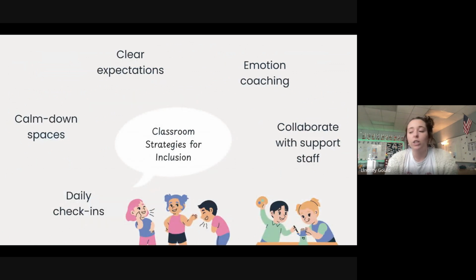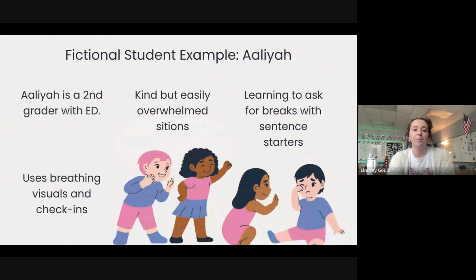So, classroom strategies for inclusion include clear expectations, emotion coaching, collaborating with the support staff, a calm down space or a calming corner, and then daily check-ins with the student.